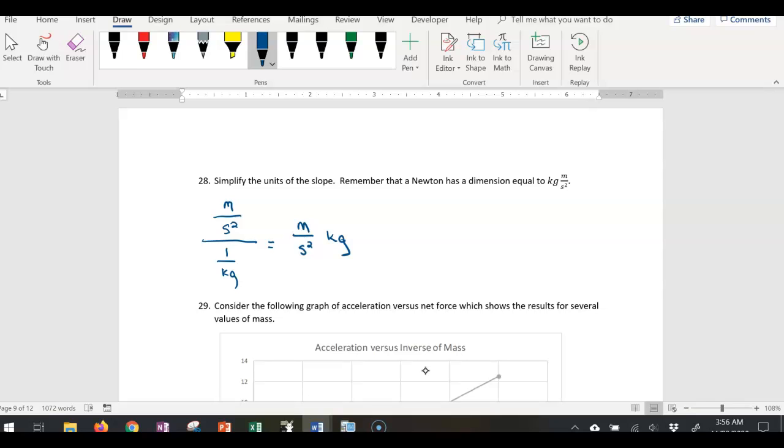Oh, look up here where they're telling me that a Newton has the dimension of kilogram times meters per second squared. Isn't this a kilogram times a meter per second squared? So this is a Newton. The units of this slope of the acceleration versus inverse of mass simplifies to newtons. Okay.